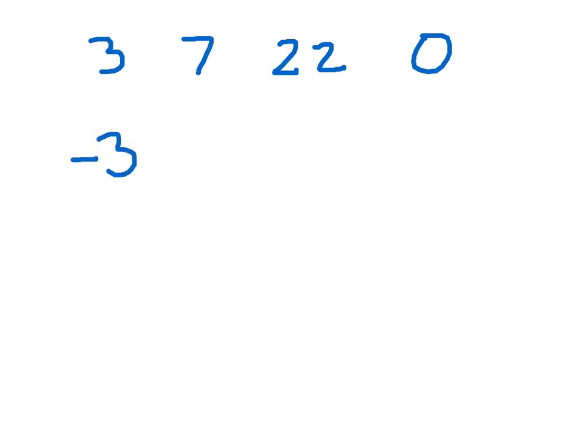You're used to whole numbers like 3 or 7, 22. But then you also have 0. But then on the left-hand side of 0, you could have numbers like -3, -40, -242. These are called integers. They can be on the left side or the right side of the 0.